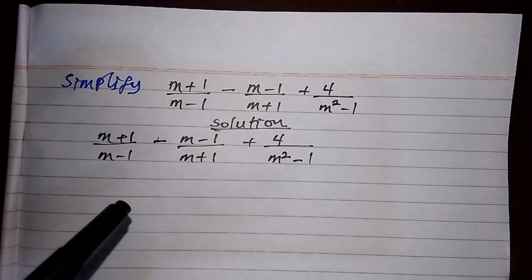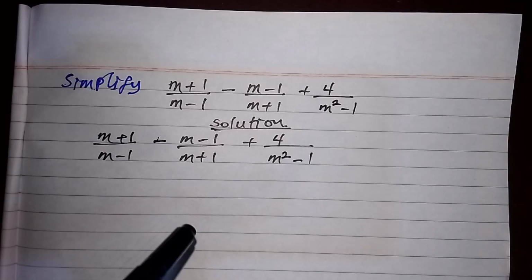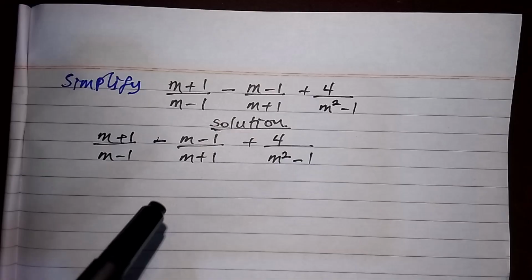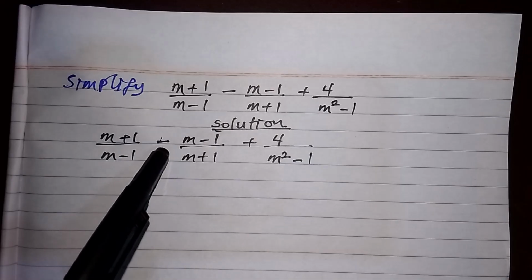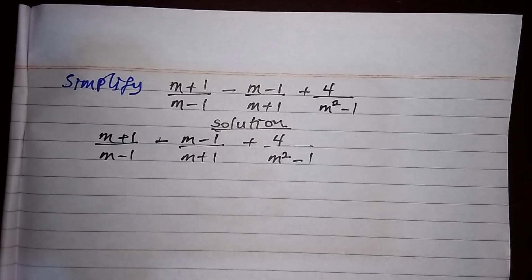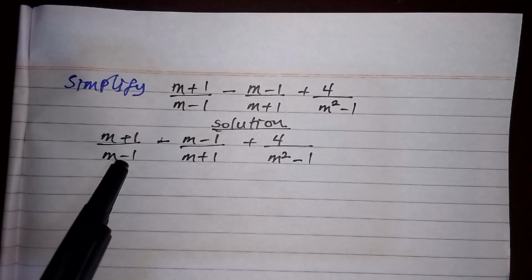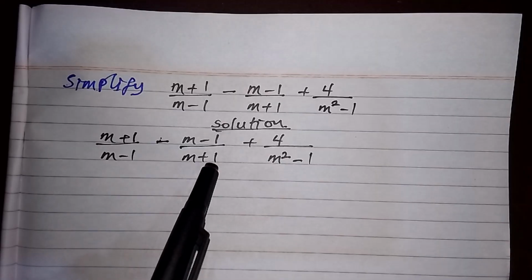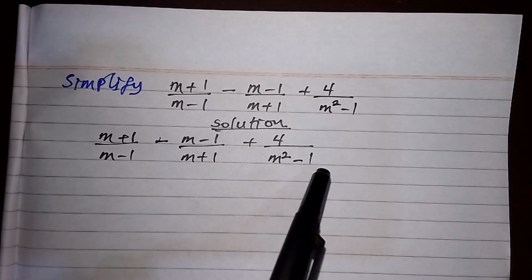Since we are dealing with an algebraic fraction, there's a need for the LCM, because we are dealing with subtraction and then addition. For that, we always find the LCM. How do we find the LCM? This is m minus 1, this is m plus 1, this is m squared minus 1.